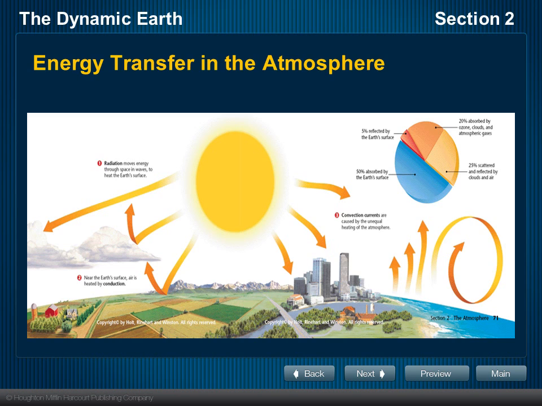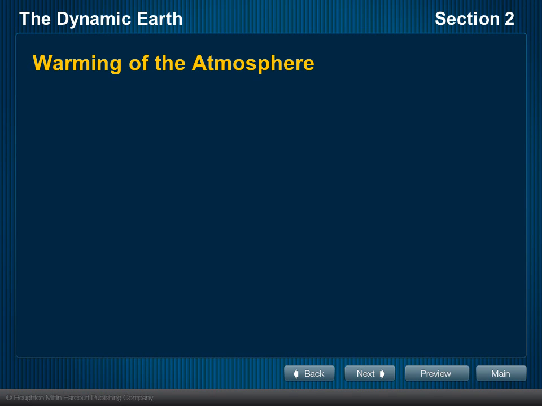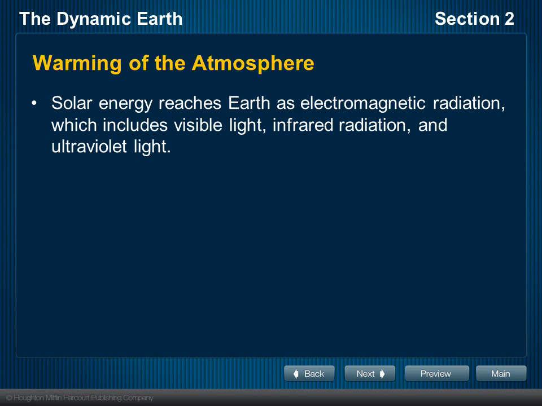This diagram, which is in your book, shows how all this can happen. Radiation moves energy through space in waves to heat the surface of the Earth. Near the Earth's surface, air is heated by conduction, and then convection currents are caused by the unequal heating of the atmosphere. And we see how all that plays out. Warming of the atmosphere. Solar energy reaches the Earth. Electromagnetic radiation, we've talked about this. This is visible light. This is infrared. This is UV. All of that in different amounts getting to the Earth, increasing the energy.